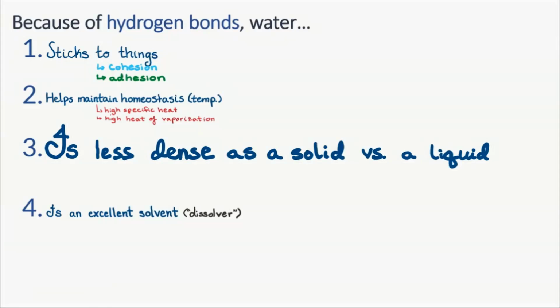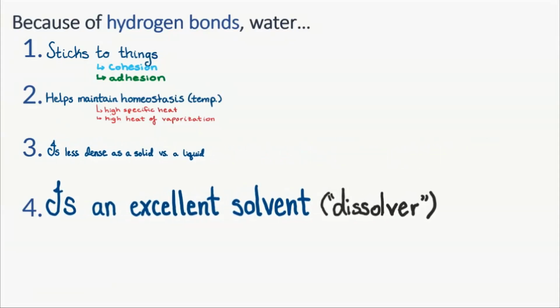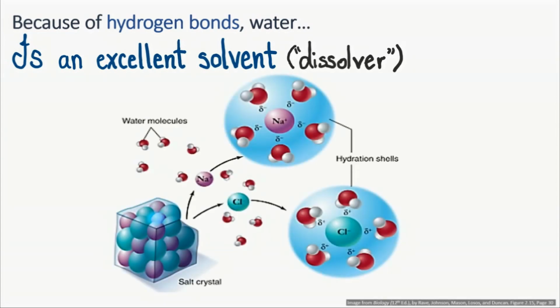Now moving on from the density of water to why water is such an excellent solvent, meaning it's really good at dissolving things. Because of its polar nature, water can form hydrogen bonds with lots of things, and therefore it can dissolve a lot of things really, really well. So let's look at this example with salt crystals that are placed in water.